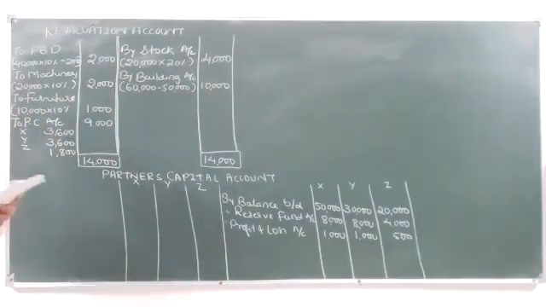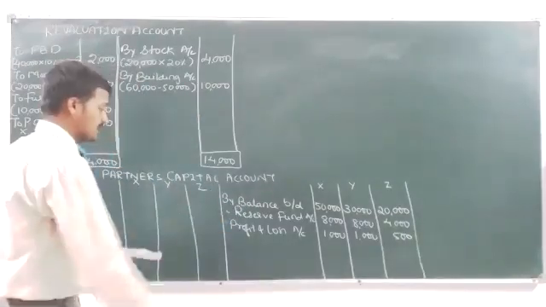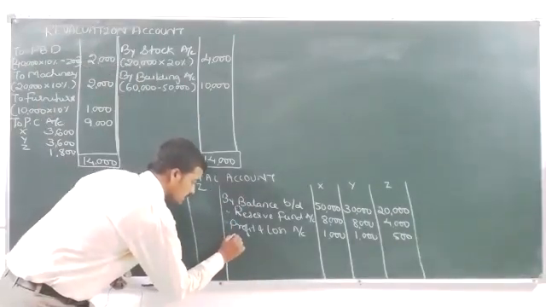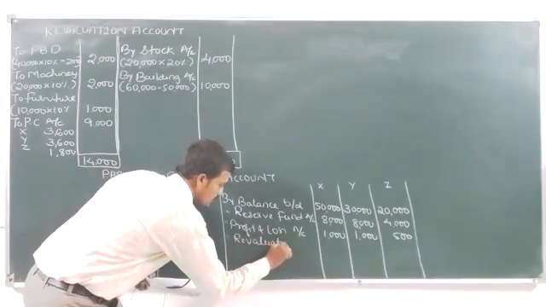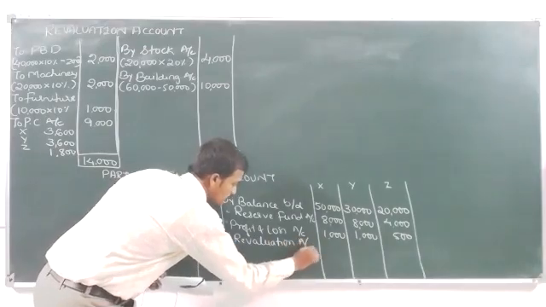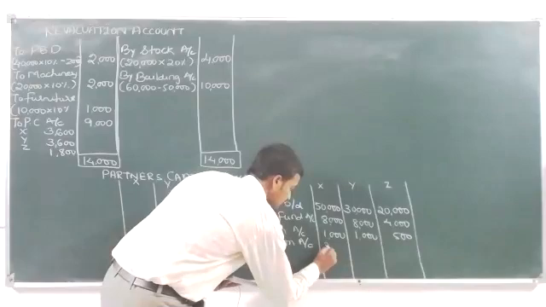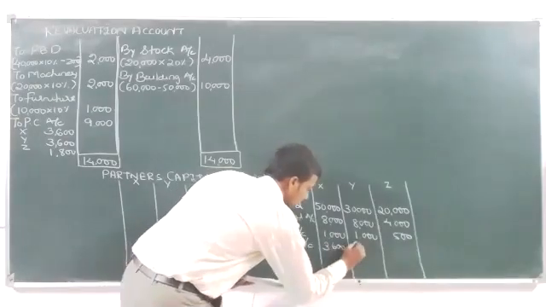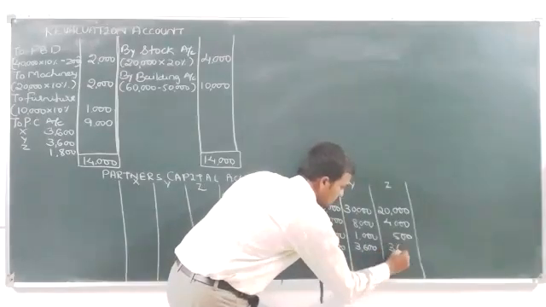Next, we have revaluation profit. Hence, it will be written on this side by revaluation account. We have already written that, that is 3,600.